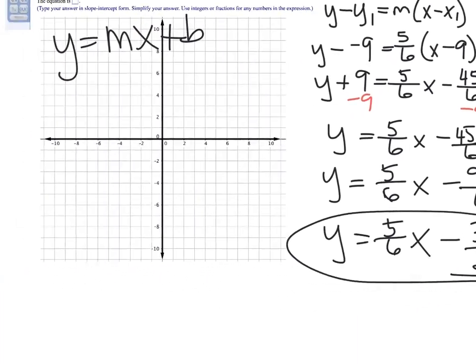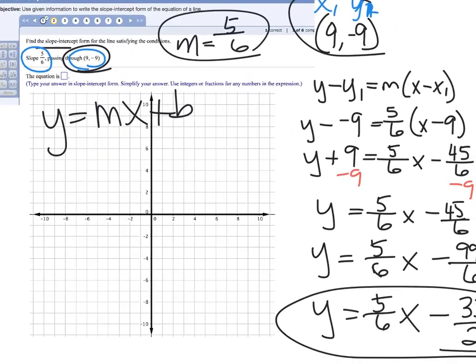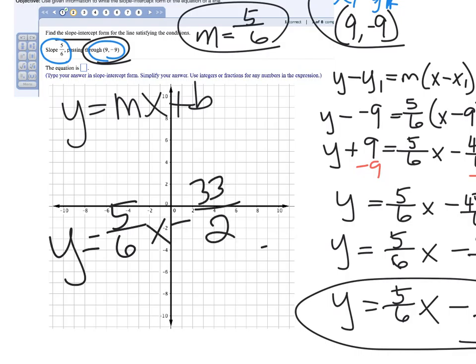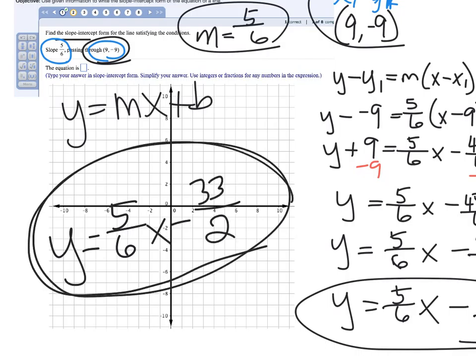So, oh my goodness, that's a crazy one. You end up with y is equal to 5/6 x minus 33 over 2. And there is no need for you to simplify this to be a mixed number. You can leave it as an improper fraction. So we got more of the same.